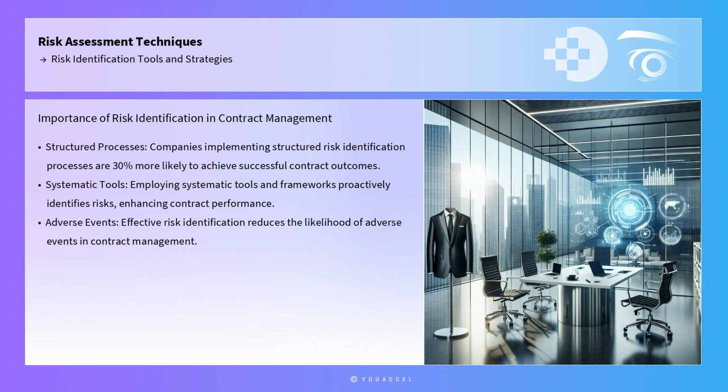Statistics also highlight the significance of effective risk identification in contract management. According to a study published in the Journal of Risk Research, companies that implement structured risk identification processes are 30% more likely to achieve successful contract outcomes compared to those that do not. This statistic reinforces the value of employing systematic tools and frameworks to identify risks proactively, thereby enhancing overall contract performance and reducing the likelihood of adverse events.